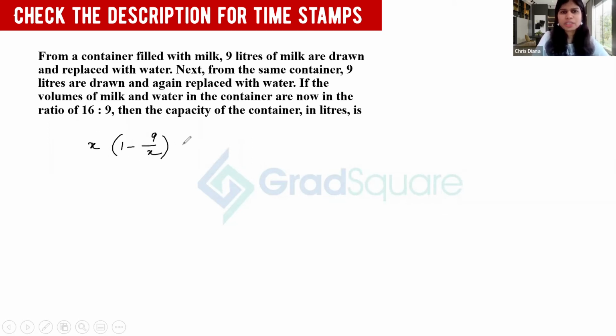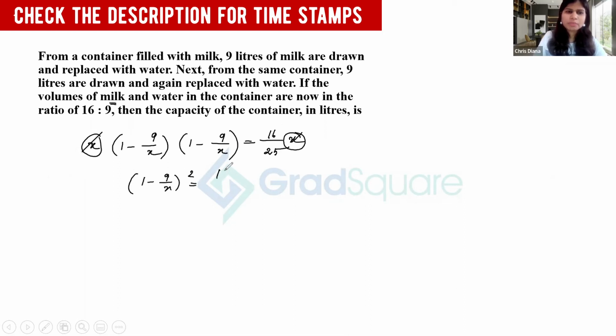Now, next again from the same container, 9 liters are drawn. So again, 9 out of x liters are withdrawn, means remaining 1 minus 9 out of x milk will be staying out of this. And now they have said that the volumes of milk and water in the container are now in the ratio 16 is to 9. That means the volume of milk here is going to be 16 out of the total 25 parts of the total volume, which anyway is going to be x, because whatever has been removed has been replaced. So initial quantity I started with x, means the final quantity also has to be x only. So x and x anyway gets cancelled out. 1 minus 9 by x whole square is equal to 16 by 25.